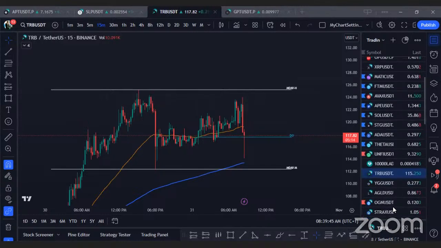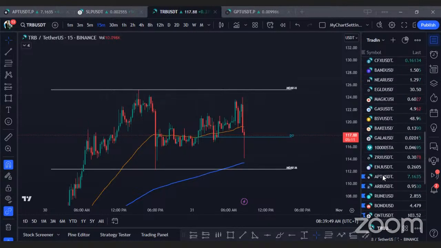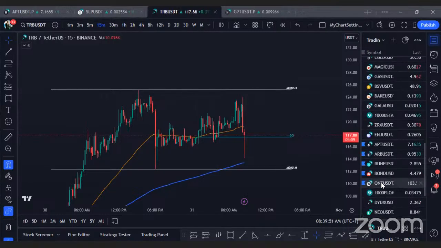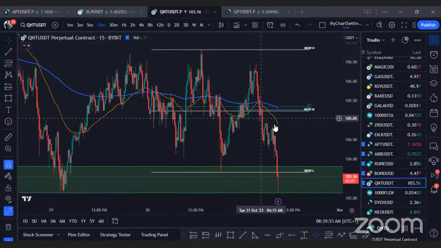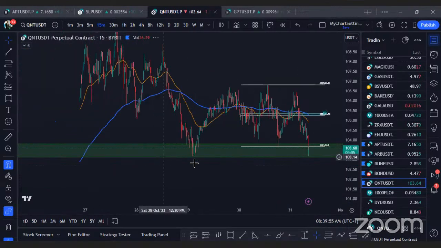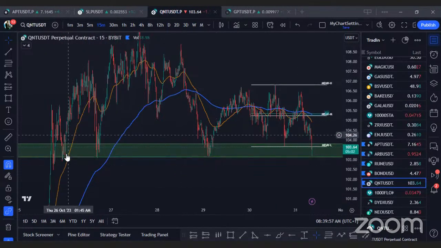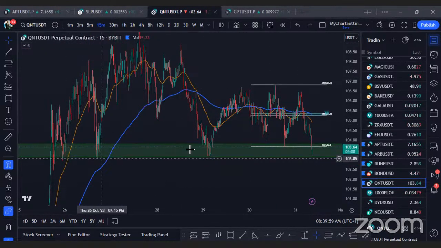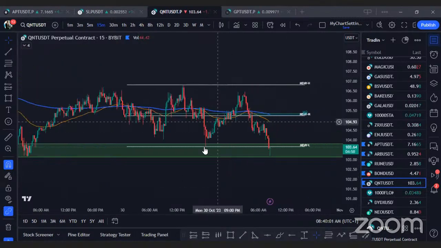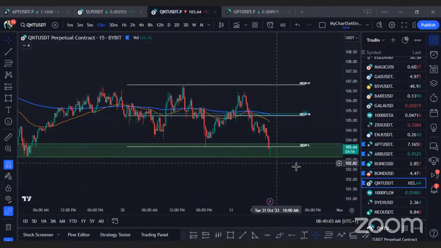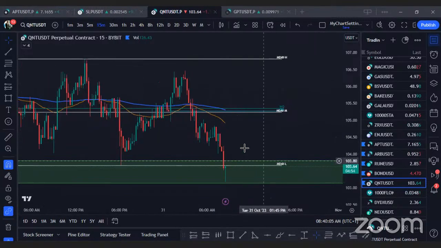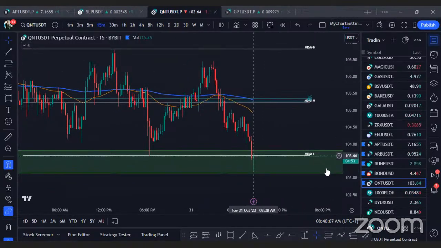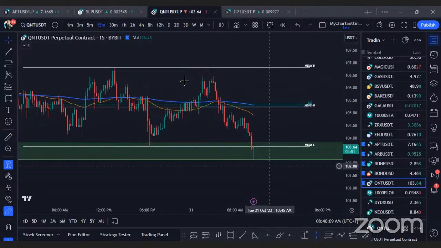The other token I was looking at before I switched off was QNT. QNT is at a critical level right now, which is this area I'm looking at as a support area. We rejected here, rejected, rejected. So this time around, I want to see that rejection hold, and that is exactly what is happening here.